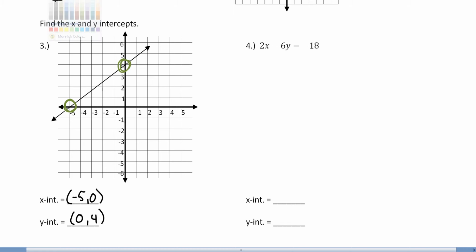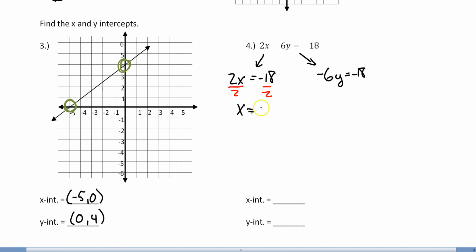So again, with this one, if I were to plug a 0 in for y, that gives me 2x equals a negative 18. If I were to plug a 0 in for x, that gives me a negative 6y equals a negative 18. Alright? And now I just have to solve each of these. So here I divide each side by the 2. So I end up with x equals a negative 9. And again, I want to write that as an ordered pair. It's negative 9 for x, but that was when I plugged a 0 in for y.